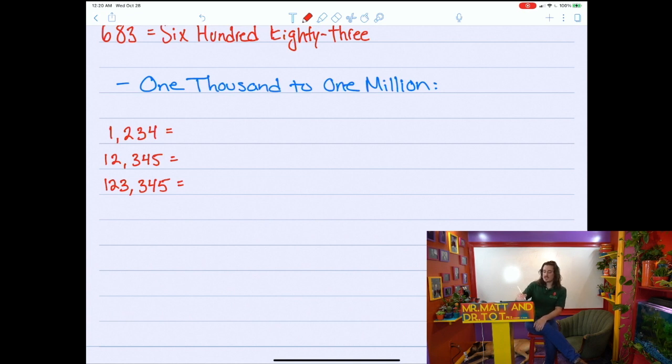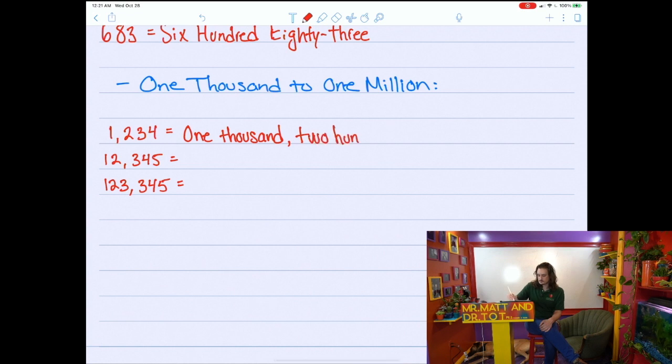So the first one, we have 1,234. So start with the thousands digit, write it out, 1,000. Now, anytime you see a comma in the number, you're also going to have a comma in the word name as well. So there's a comma between the thousands digit and the hundreds digit. So we're going to have 1,000, comma, 200, 30, remember hyphen, 4.